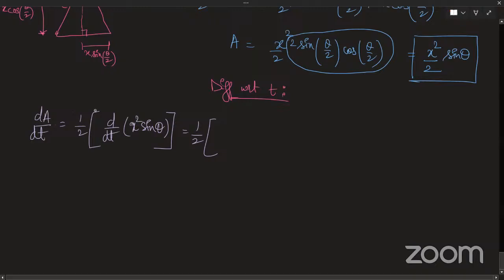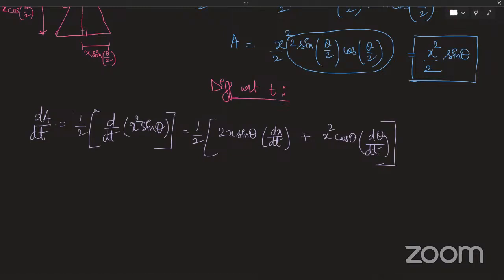I am differentiating this whole thing with respect to t. So 2x into sine theta into dx by dt will also come, plus x square into cos theta into d theta by dt. Correct, everyone?